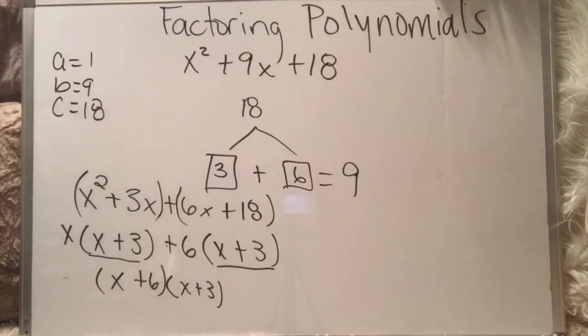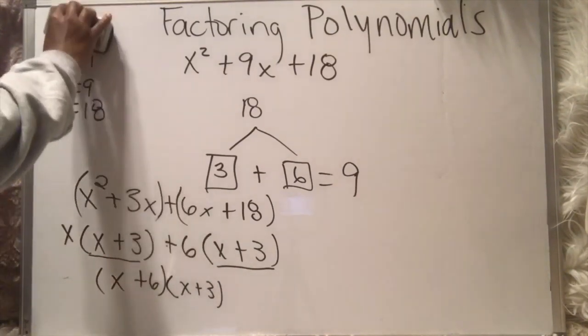Okay? So I know that was a lot, and we're going to do another one, and then you're going to do one on your own. And then I'm going to do it where the coefficient is not 1, but it's a number. So let's try another one together.